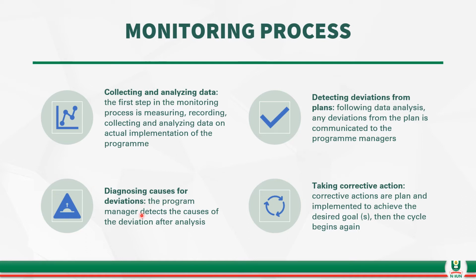And the next thing that you do after detecting the deviation is to diagnose the causes for deviation. The program manager detects the causes for the deviation after analysis, and the last step is for you to take corrective action. Corrective actions are planned and implemented to achieve the desired goals. Then the cycle begins again. That is why it's a continuous process in a program.